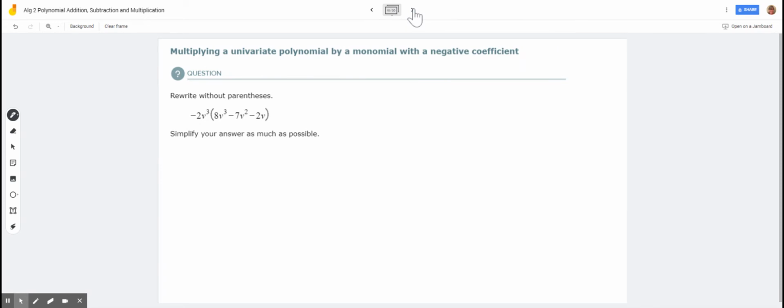Next, let's try this one. Distribute left to right this time. So negative 2 times 8 is negative 16. V cubed times v cubed, v to the sixth. Negative 2 times negative 7. And I literally say this out loud, you guys. I can hear myself say negative times negative, and that clicks in the positive thing. 14 v to the fifth. Negative 2 times negative 2 is positive 4. V cubed times v to the first is v to the fourth. And it's all nice in order. And we are good to go.